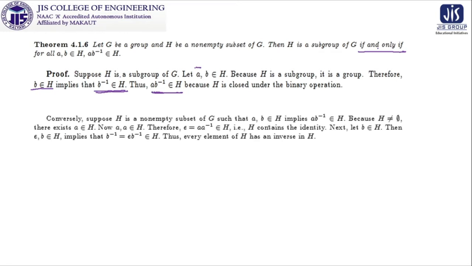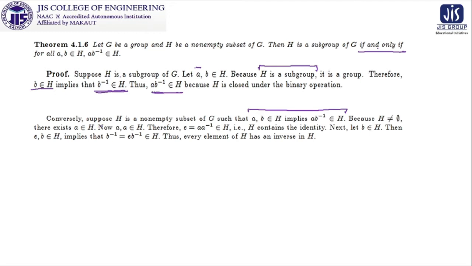Now another direction is left. Conversely, we have to show that if H is a non-empty subset of G such that a, b in H implies a b inverse in H, this is now my assumption, then we have to prove that H is a subgroup. In the previous case, H being a subgroup was my assumption, and we proved this one. Now as H is a non-empty set, obviously there exists a in H, there will be some element. If a is in H, then we can write that a composition a inverse is also in H, which is nothing but e.